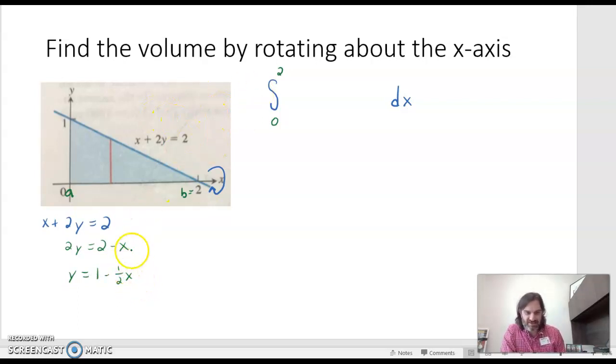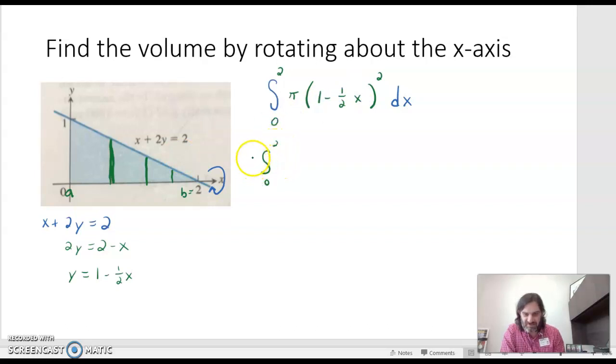Okay, so that is the radius from the center line of rotation, which in this case is the x-axis, all the way out to the function at different places. And when we rotate that, it's going to look more like a cone, because right now we have a wedge. But the formula will be pi times the radius squared, and we got the radius as 1 minus 1/2 x. So what we need to do is square this.